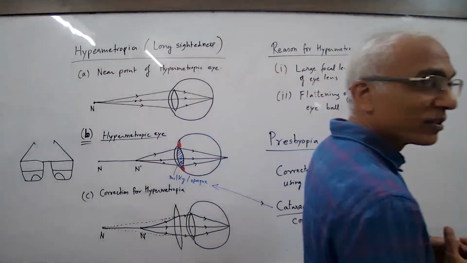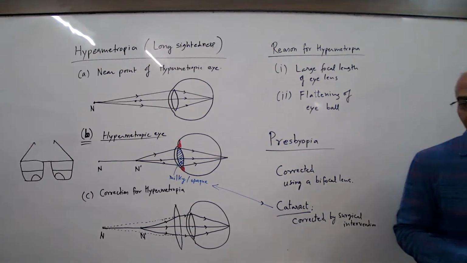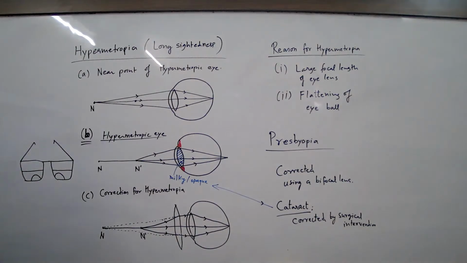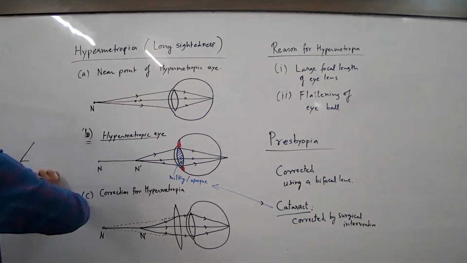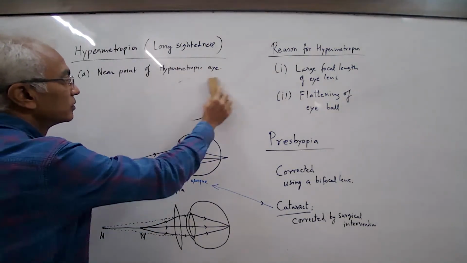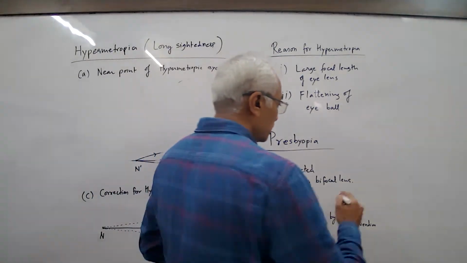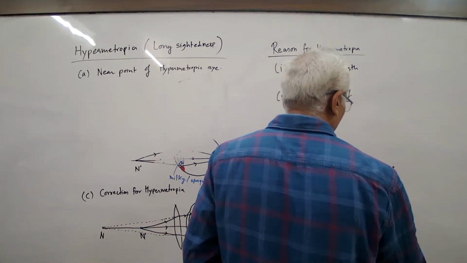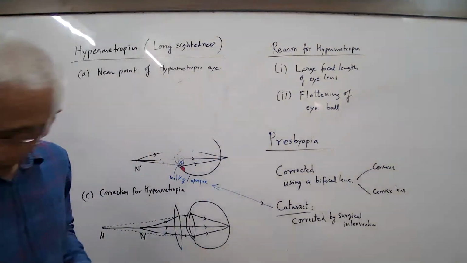Okay. So, any questions here? We are done with eye facts and correction. Next, we'll start with refraction of light through a prism. So, everybody understood what is bifocal? A lens that consists of both concave and convex. All right.